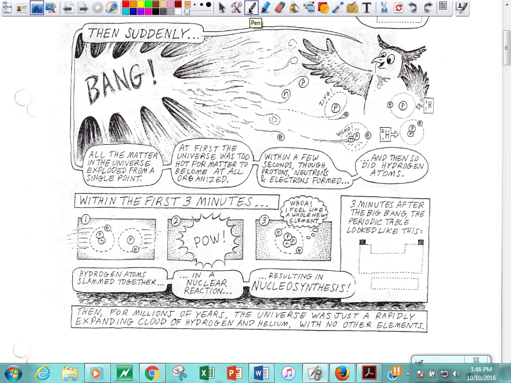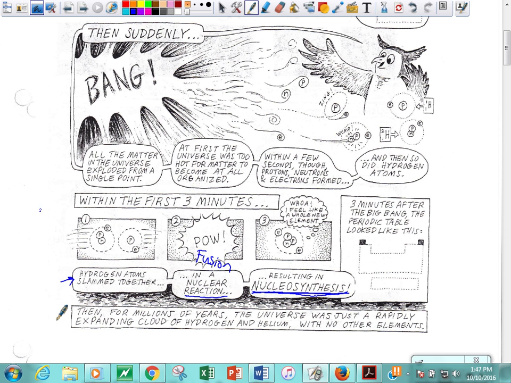It says hydrogen atoms slam together in a nuclear reaction. What nuclear reaction was it, guys? Fusion. Resulting in nucleosynthesis. There's a fancy word. If synthesis means to make something, what does nucleosynthesis mean? To make a new nuclei, right? So did we make a new nucleus here? Yeah, that's the new nucleus, which is helium, right? So that's what nucleosynthesis means.